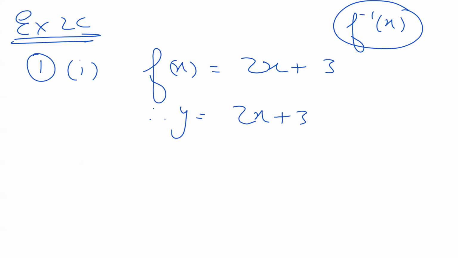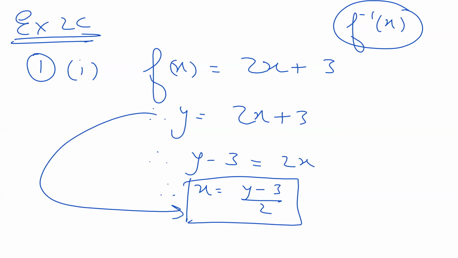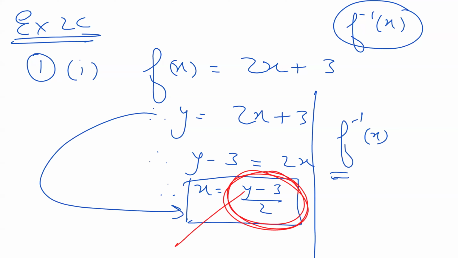So y is equal to 2x plus 3. This is y in terms of x. We'll write down x in terms of y. y minus 3 is equal to 2x. Therefore, x is equal to (y minus 3) upon 2. So that is x in terms of y. So f inverse of x, just focus on this part, x in terms of y. Replace this y with x. So f inverse of x is (x minus 3) upon 2.